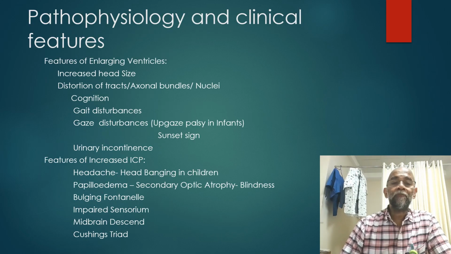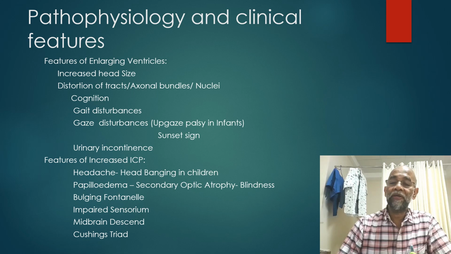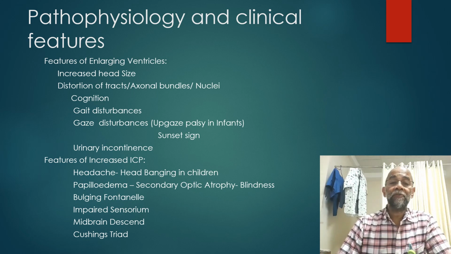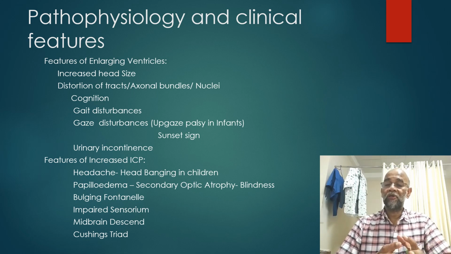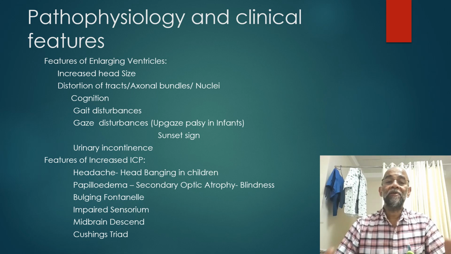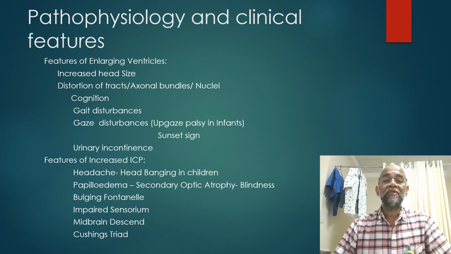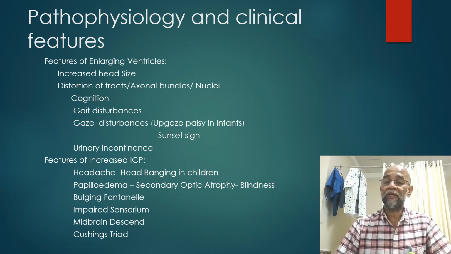For the purpose of understanding, let us divide the clinical manifestations of hydrocephalus into manifestations which are due to enlargement of the ventricles. The ventricles are getting large, resulting in a stretching of fibers which are curving around the ventricles. The first, of course, is increased head size. If the fontanelle and the sutures are not fused, you will find that the head enlarges, classically found in infants and children. The second is a distortion of the tracts or axon bundles which curve around the lateral ventricle.